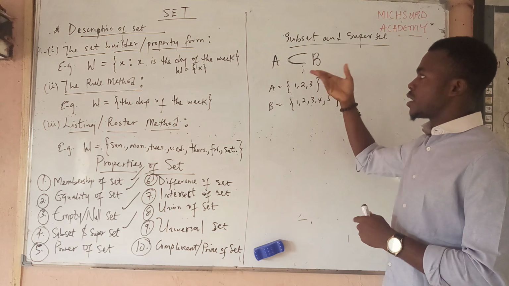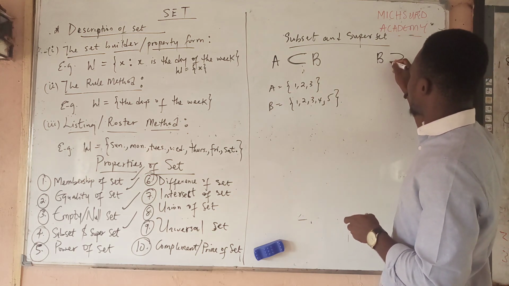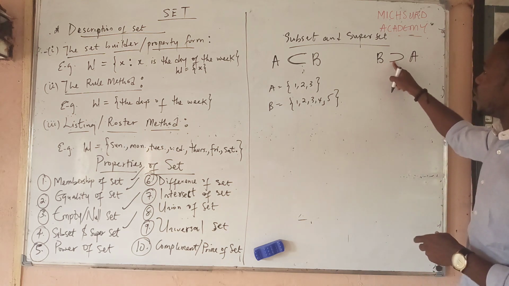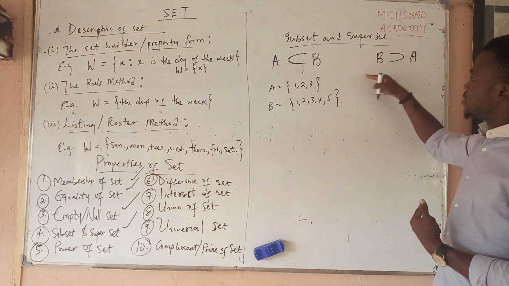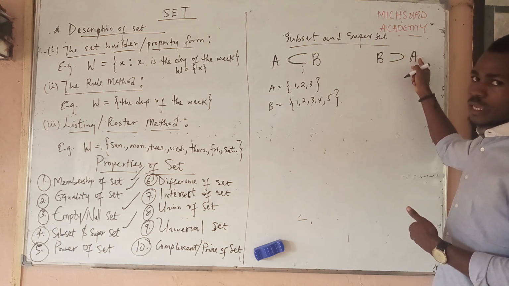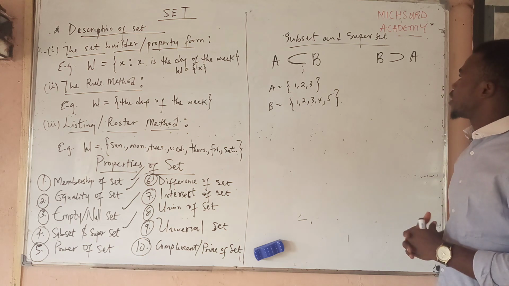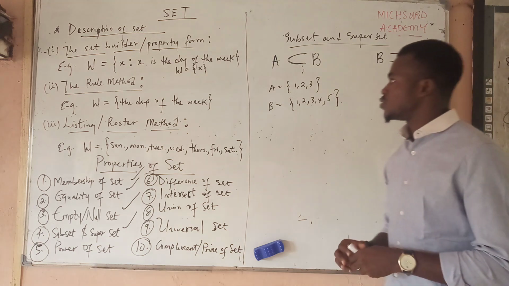Then in the reverse, we say that B is a superset of A. We use this symbol to show the superset of A. So you see that B is producing A. So it's the superset of A. Alright, so that is all about the subset and superset.